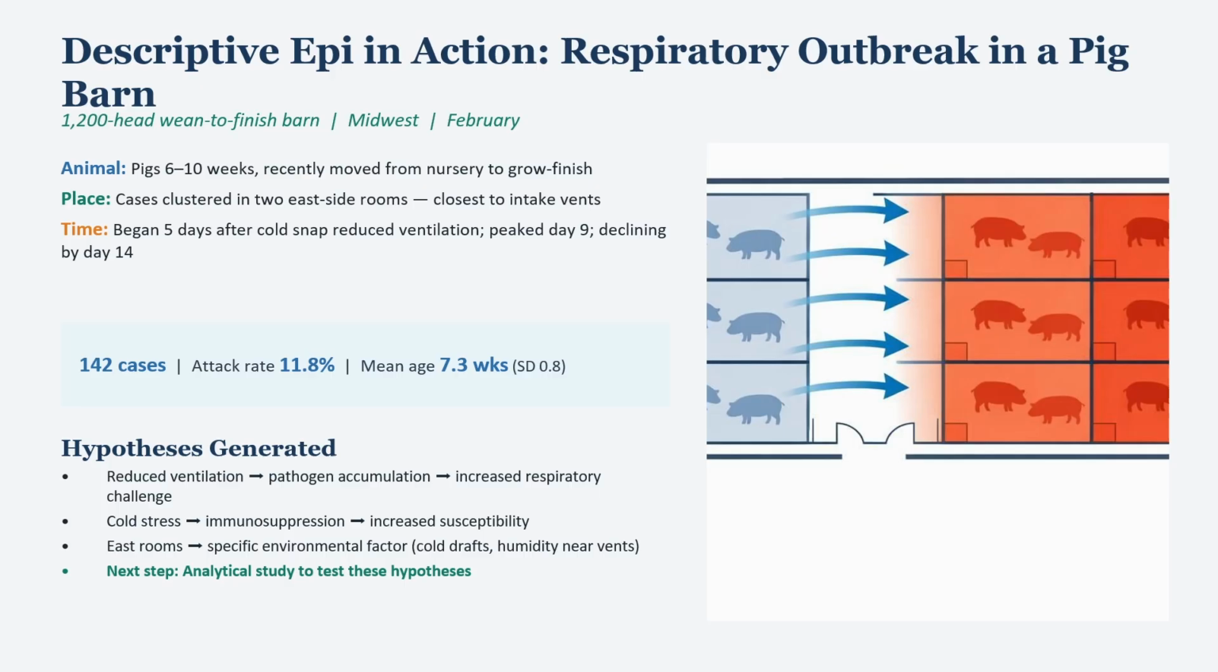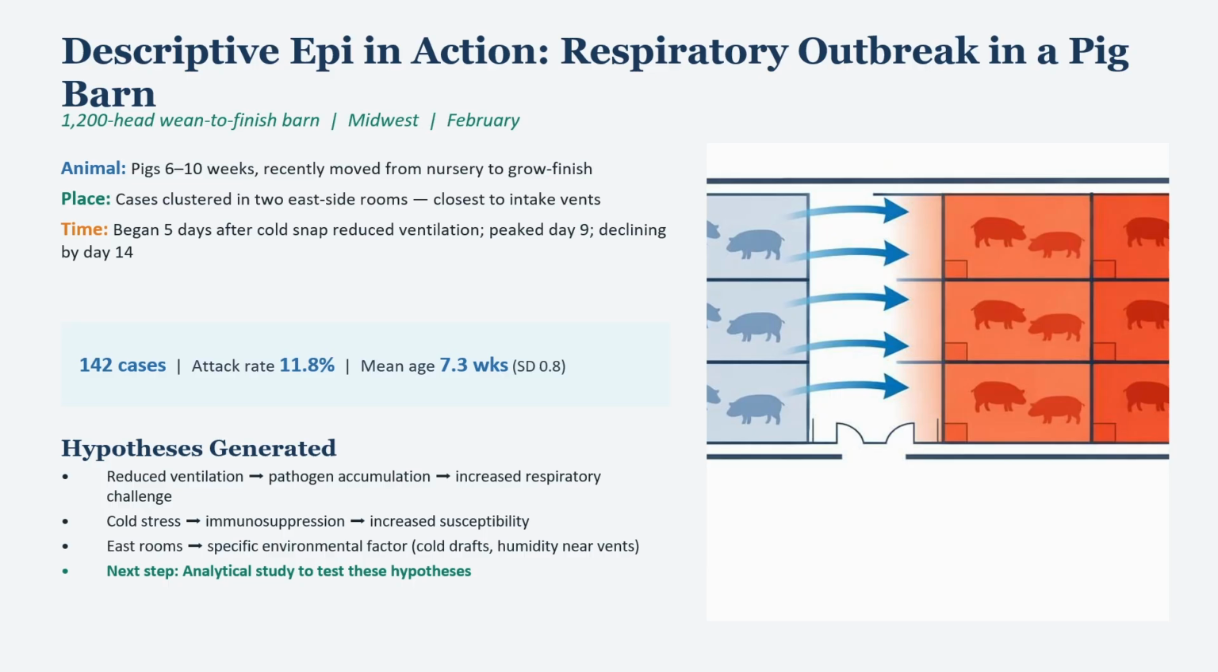Let's put descriptive epidemiology to work with a brief example. We have a respiratory outbreak in a 1,200 head wean to finish pig barn in the Midwest in February. Animal: pigs 6 to 10 weeks of age, recently moved from nursery to grow finish. This age group is immunologically vulnerable. Maternal immunity is waning and their own immune systems are still developing.